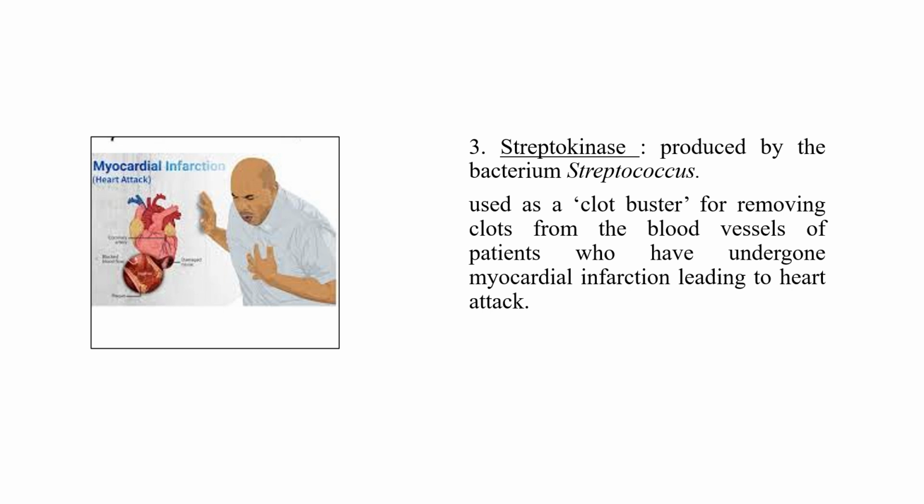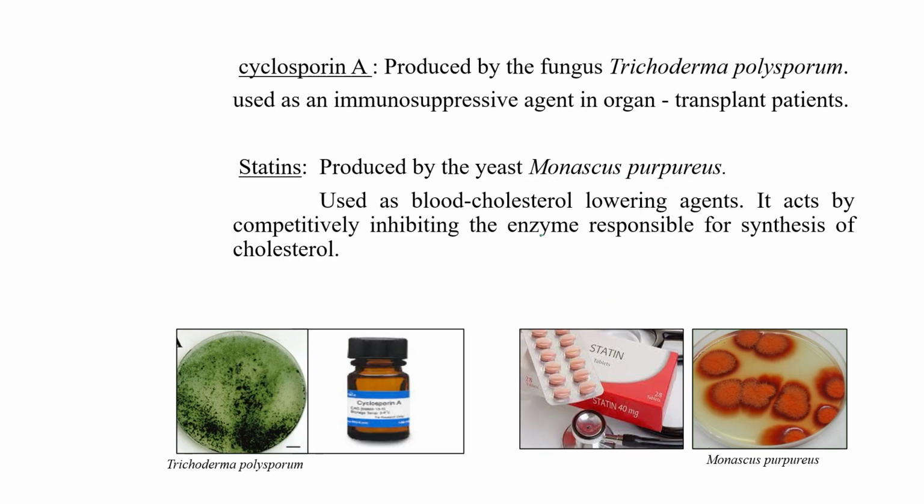Similarly, another type of biomolecule or enzyme is known as streptokinase. This enzyme is produced by Streptococcus, and it is used as a clot buster for removing clots from the blood vessels of patients who have undergone myocardial infarction leading to a heart attack. So this is again a very important enzyme which is used as a clot buster. Clear?